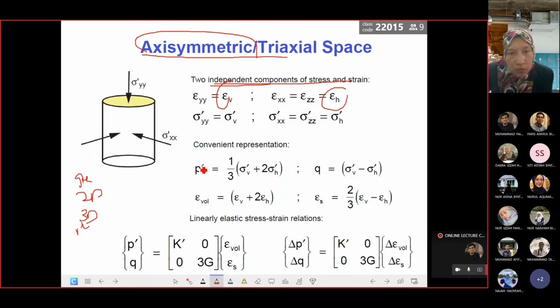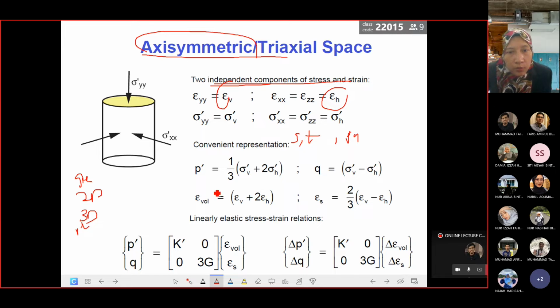So other way is that bila kita nak represent the stress path components ni dalam PQ stress path state. Tadi kan saya tunjuk dia boleh represent dalam ST ataupun PQ kan. So the similar can be found from here: effective P mean stress sama dengan 1/3 sigma V plus dengan 2 sigma effective H, while Q is the deviatoric stress, the effective V minus dengan effective H.